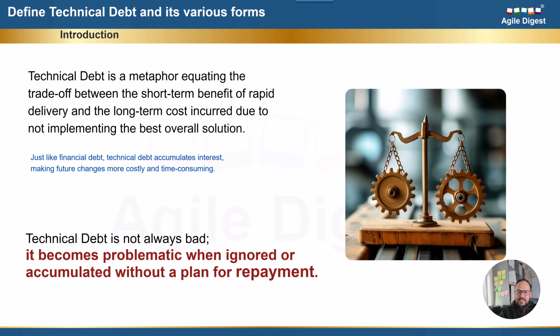Risk assessment: consider the risk associated with each debt item. Focus on those that pose the greatest threat to system stability and security. Business goals alignment: align debt repayment efforts with current business goals and objectives, ensuring that prioritization reflects both technical and business priorities. And effort versus reward: analyze the effort required for repayment versus the potential reward, targeting debt that offers substantial improvement with manageable effort.